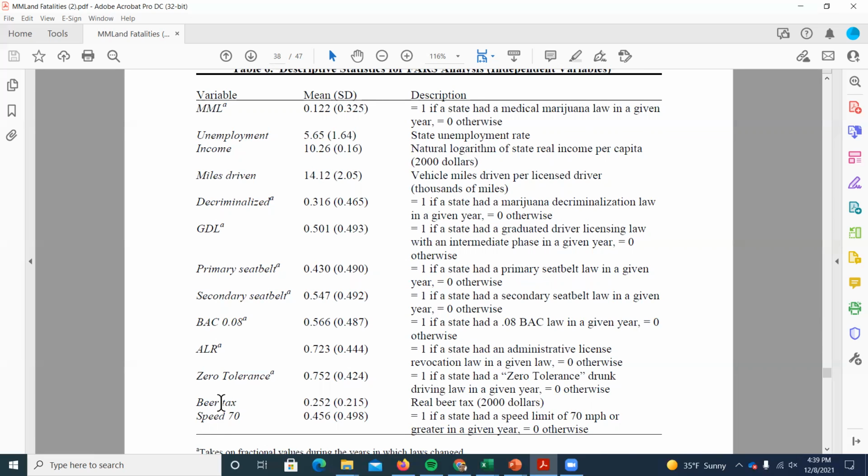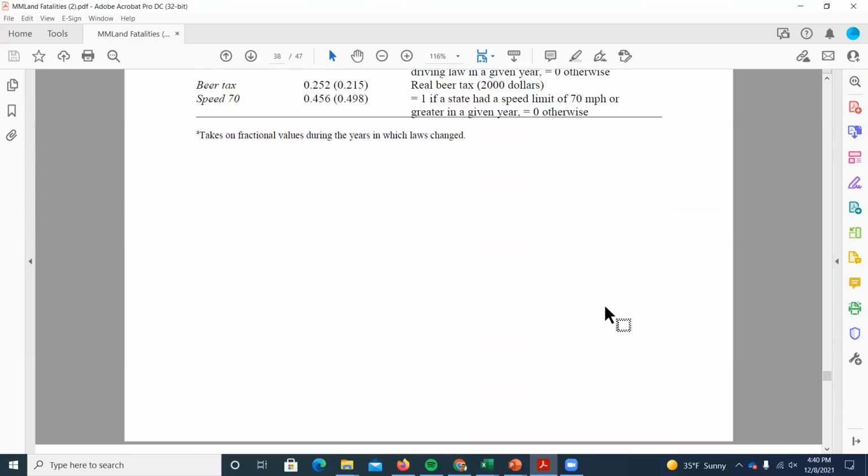Zero tolerance laws, what the tax level on beer was, to try to control for maybe there's price differences in alcohol across these states. And then whether or not their maximum legal speed limit was above or below a certain value. Here, I think they chose 70. Right? So they've tried to control for a lot of other things.